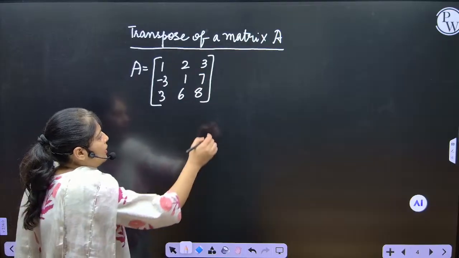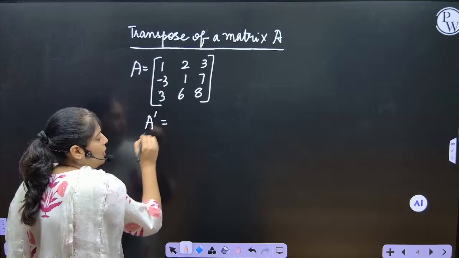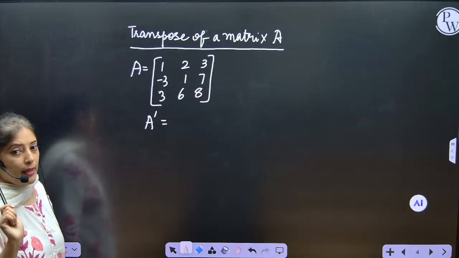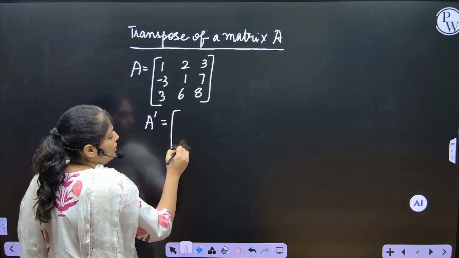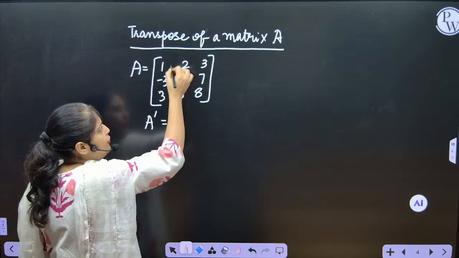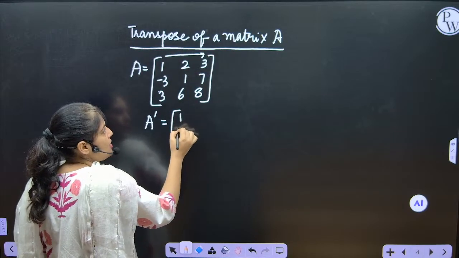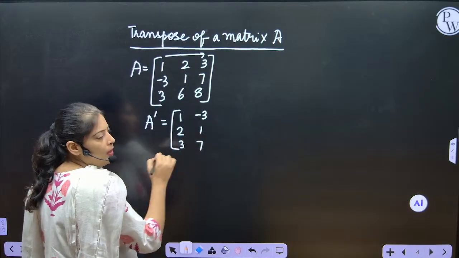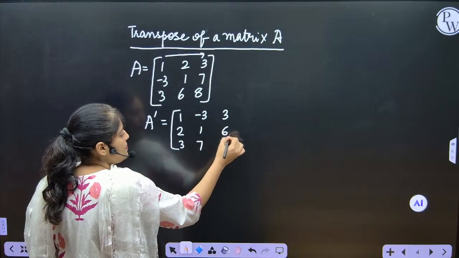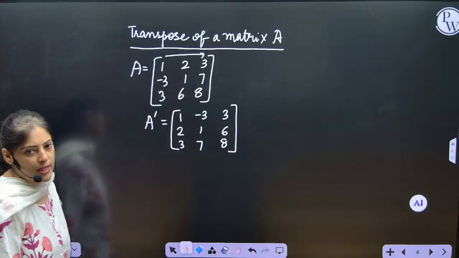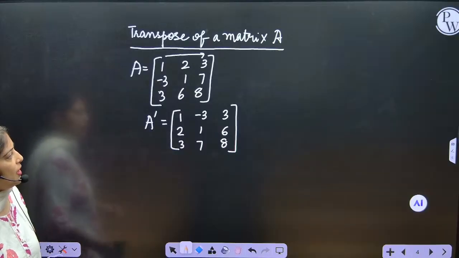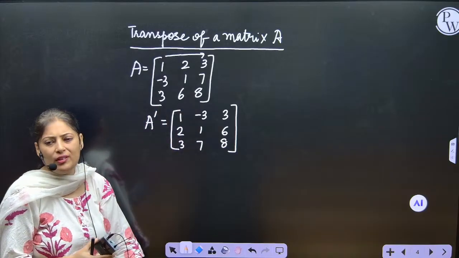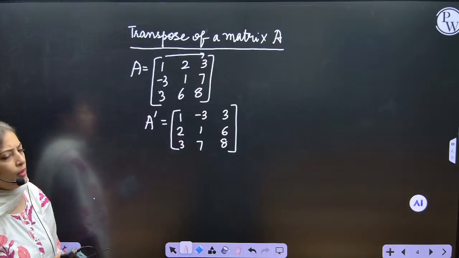If I talk about transpose, I can mark it as A dash, or I can write A raised to T also. So transpose is nothing but the first row becomes the first column, the second row becomes the second column, the third row becomes the third column. Respective columns it will be changing. Now see what is happening here. Diagonal elements of course remain the same.